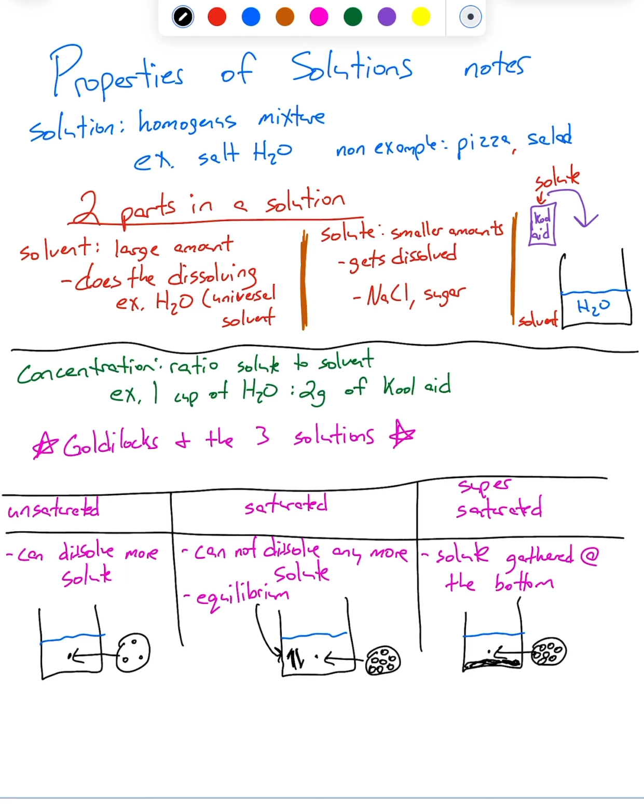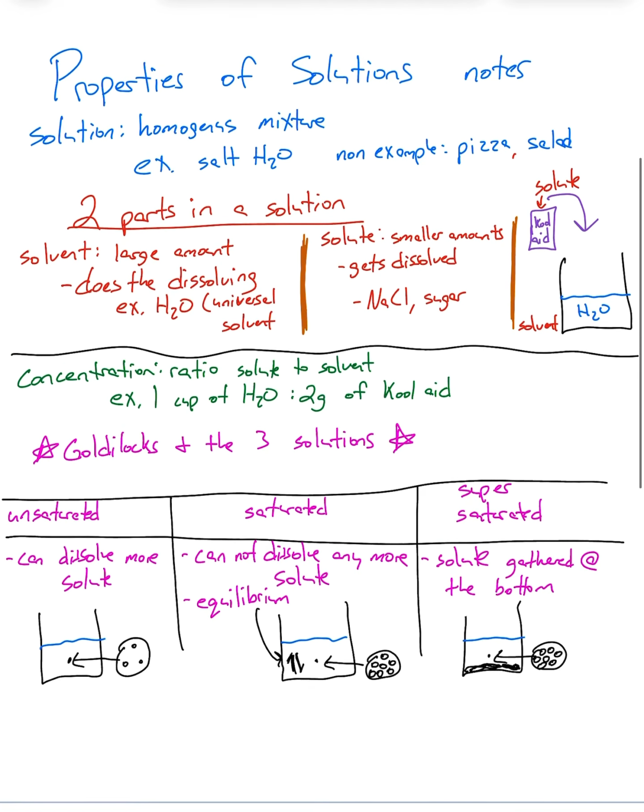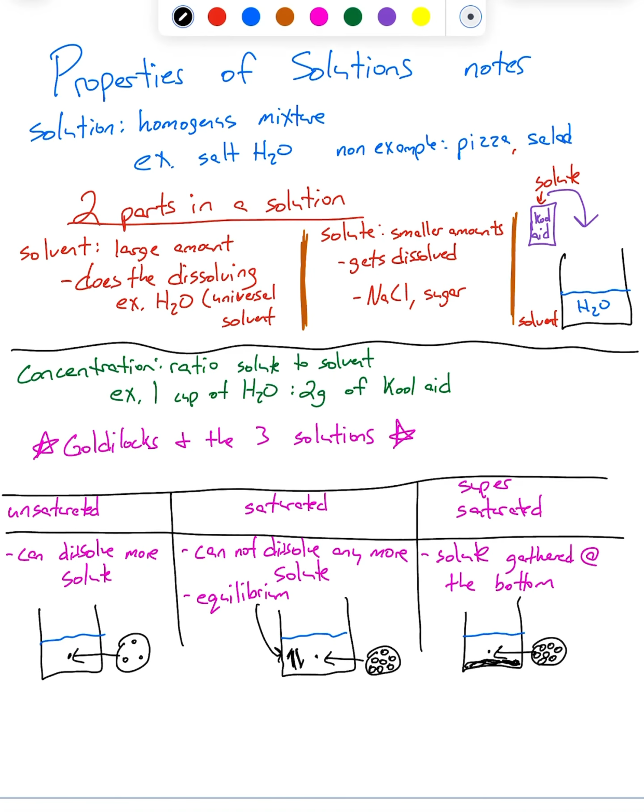You may have seen this if you've made Kool-Aid or tea and put too much sugar or too much Kool-Aid in it. The solute is gathering at the bottom. The water cannot hold any more. An example I gave in class is if I told you I can hold 10 backpacks, however much each weighs. If you give me 9, that's unsaturated, over here on the left side. If you give me 10 backpacks, I'm holding exactly what I can hold. If you gave me 15 backpacks, there's 5 that I cannot hold, and they're going to be on the ground.